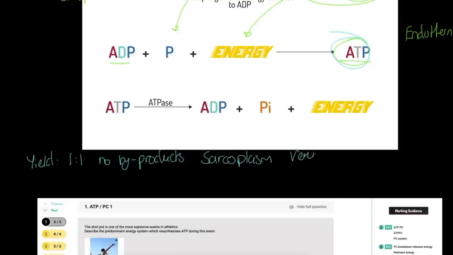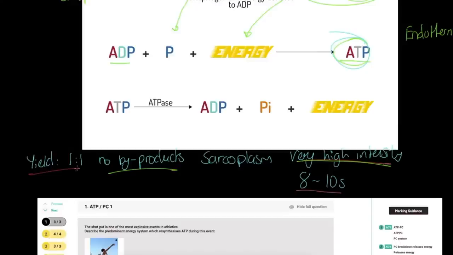This releases very high intensity energy, okay? It's very high intensity energy. So we can use this for a javelin throw, for a sprint, etc. But it lasts only 8 to 10 seconds. Now think back to your energy continuum graphs as an example. This is 8 to 10 seconds in duration. So of course, this is a weakness of the system, whereas this is a strength of the system. Okay, this is a strength, whereas this is a weakness of our system.